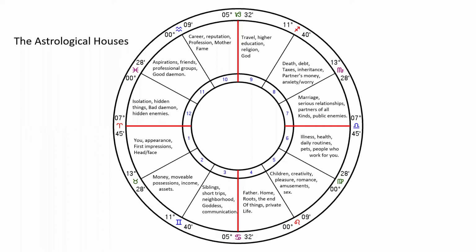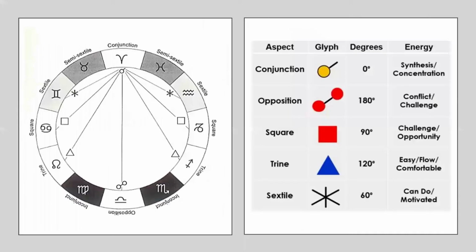The last element that we need to look at in chart reading are the astrological aspects. The geometrical relationships between the planets have symbolic meaning. These geometrical relationships are called aspects. The major aspects are the conjunction, which is when two planets are at the same longitudinal degree. The opposition, which is a geometrical aspect of 180 degrees. It symbolizes conflict, challenge, of various kinds, depending on what the planets represent.